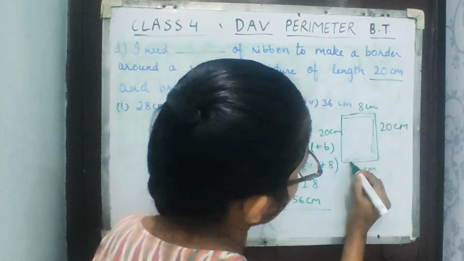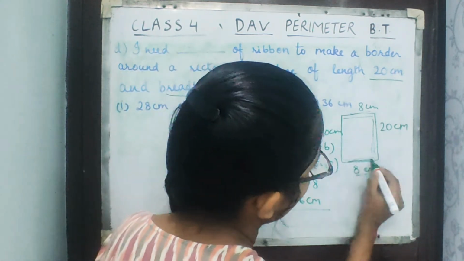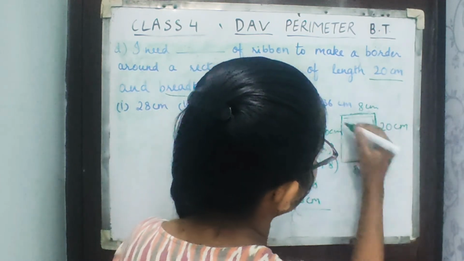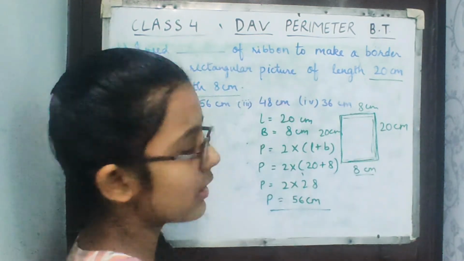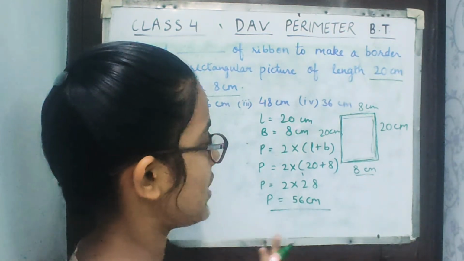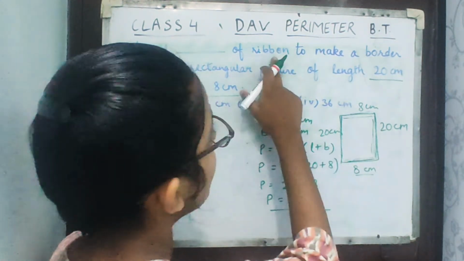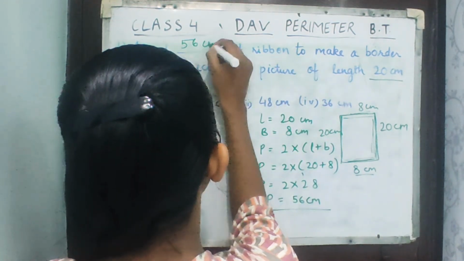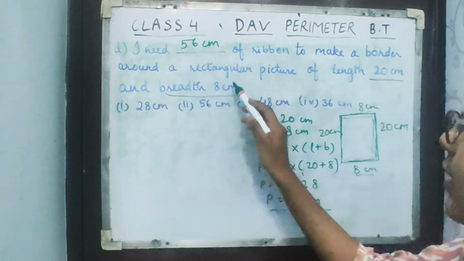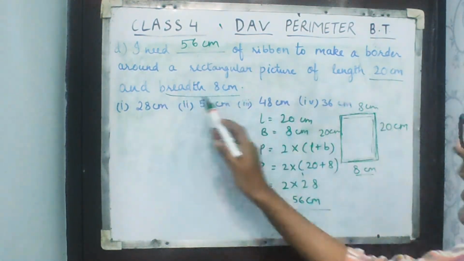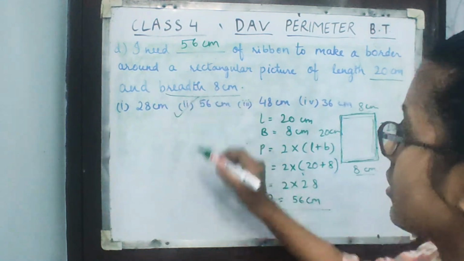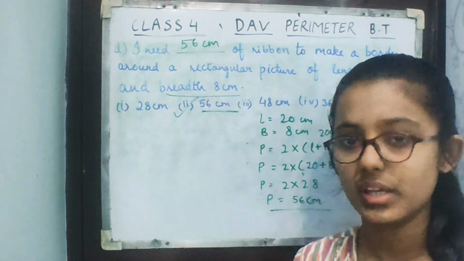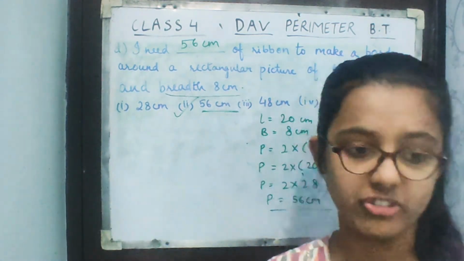So we need to make the border. Now where we make the border? Around, in the border line, or we can say here only. Yes, so here we need to make the border. So for making the border, we need to find the perimeter. So perimeter is coming 56. That means 56 centimeter of ribbon we need to make the border. Okay, so I need 56 centimeter of ribbon to make a border around a rectangular picture of length 20 centimeter and breadth 8 centimeter. So our correct answer is option number B, that is 56 centimeter. Okay, so we have completed with our D question.